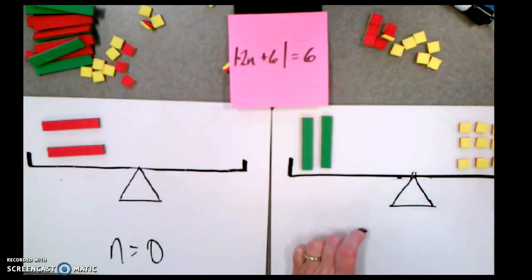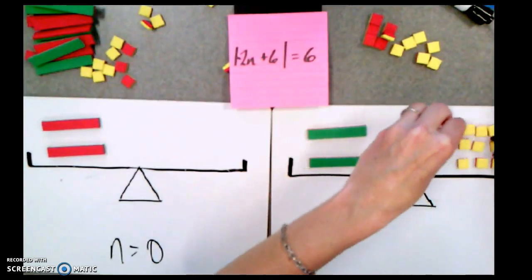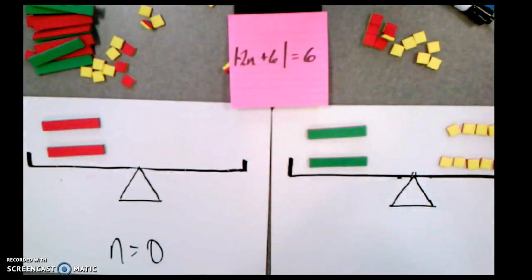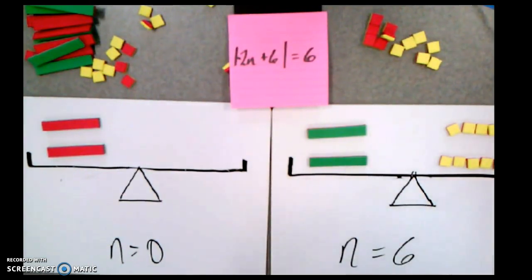And what we need to do is try to get these in 2 equal piles. And so what I see is that each one of these n's is equal to 6. So the solutions for this absolute value equation are n equals 0 and n equals 6. And you can do this with any equation. You can use it even with one that you have to distribute if you've got enough algebra tiles. If you have questions on that, just let me know.